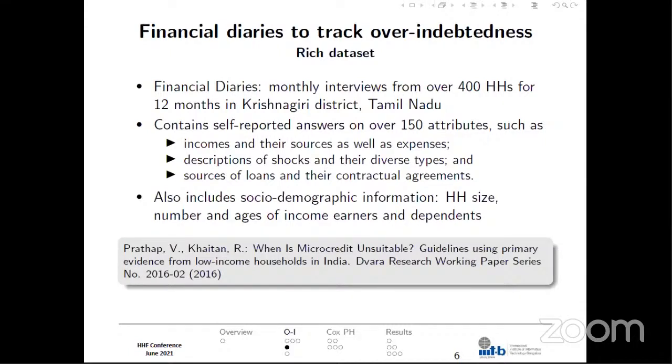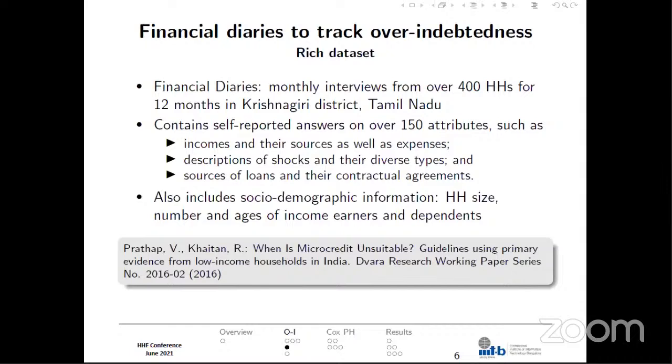The paper that I have referred to here has analyzed the data set in greater detail with respect to the sort of attributes that it has, and at the surface level, what sort of insights we can get by simply looking at the data that is collected. There are over 150 attributes. It's a very, very rich, very detailed data set, but they're self-reported answers. But I also have to say that financial diaries have been used by many researchers in the literature in order to answer several research problems.